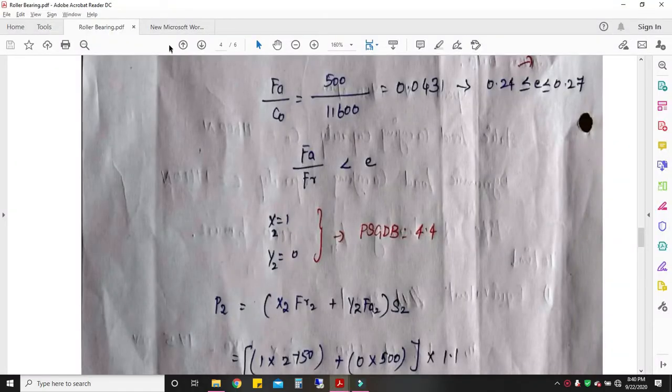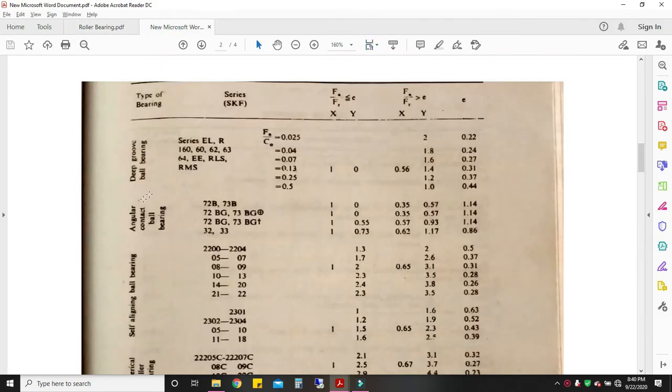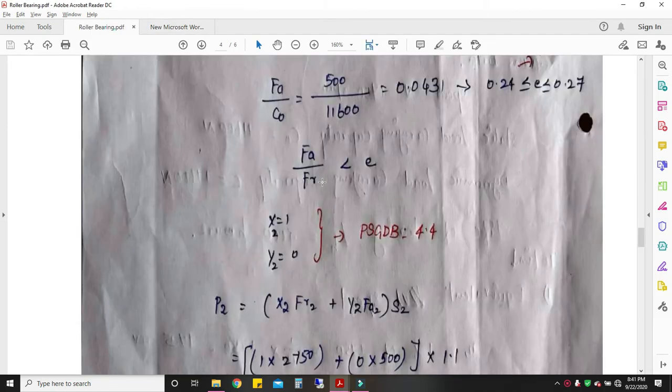Now come to the Design Data Book, same page 4.4. For FA by FR less than or equal to E, we have the X value equal to 1 and the Y value equal to 0. Whatever the value of FA by C0, the value of X equal to 1 and the value of Y equal to 0, if FA by FR is less than or equal to E. For this problem, FA by FR is less than or equal to E. That is why X2 equal to 1 and Y2 will be 0.